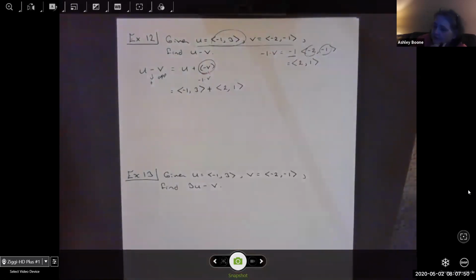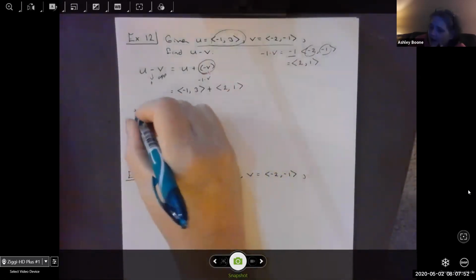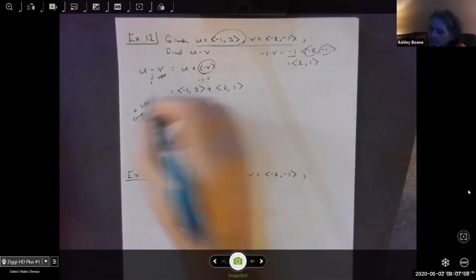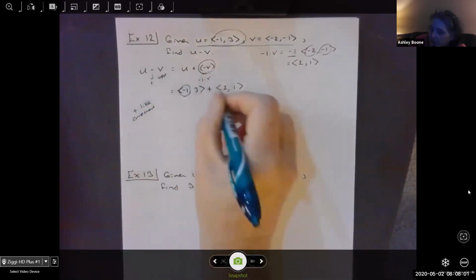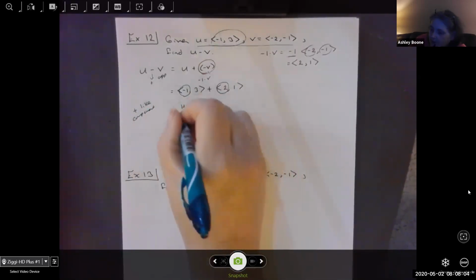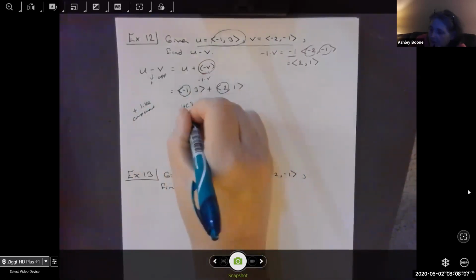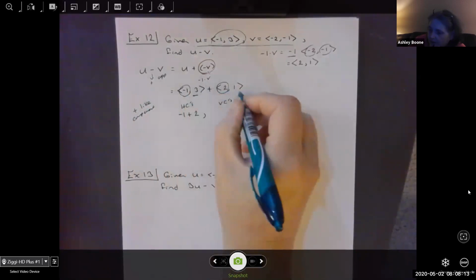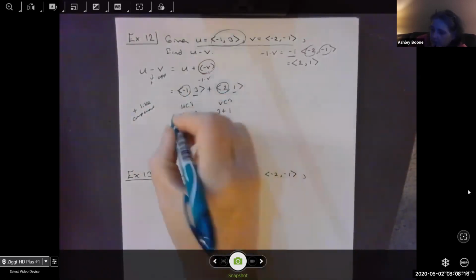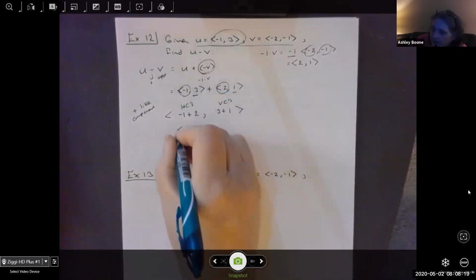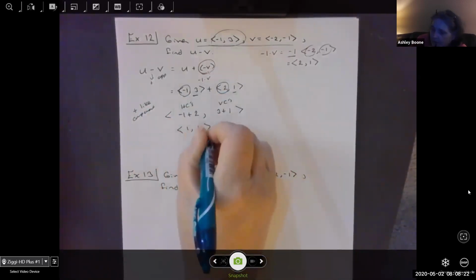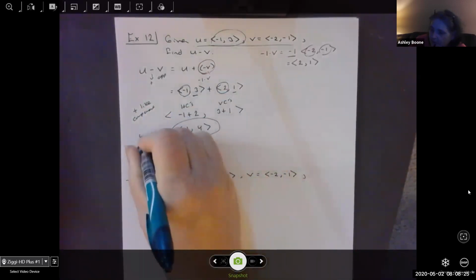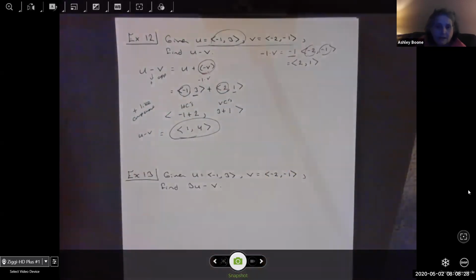And once you get to your vector addition, remember, you add like. You're always going to add and subtract like components, okay? So our horizontal components are -1 and a +2, so I have -1 plus 2. Our vertical components are a 3 and a +1, so 3 plus 1. So that's going to be a +1 and a +4. This is the component form for u minus v.